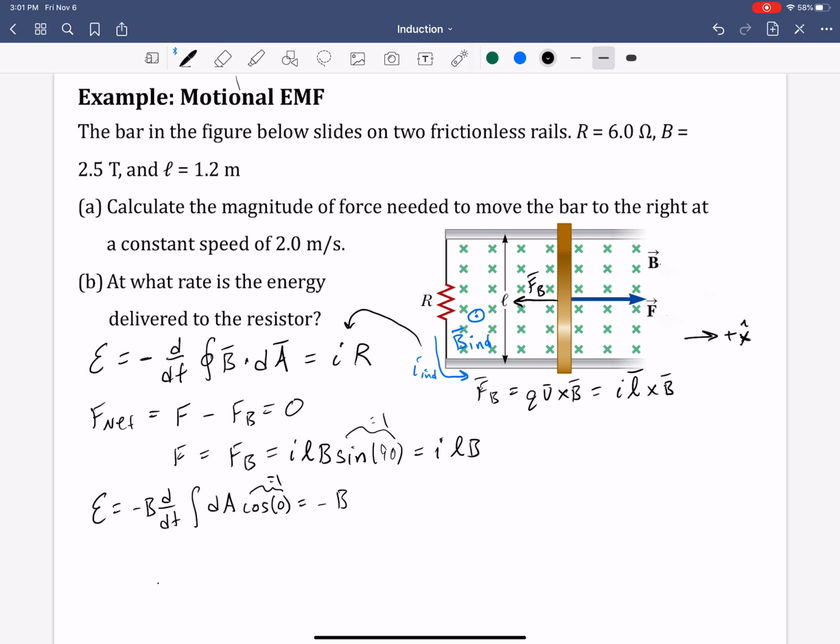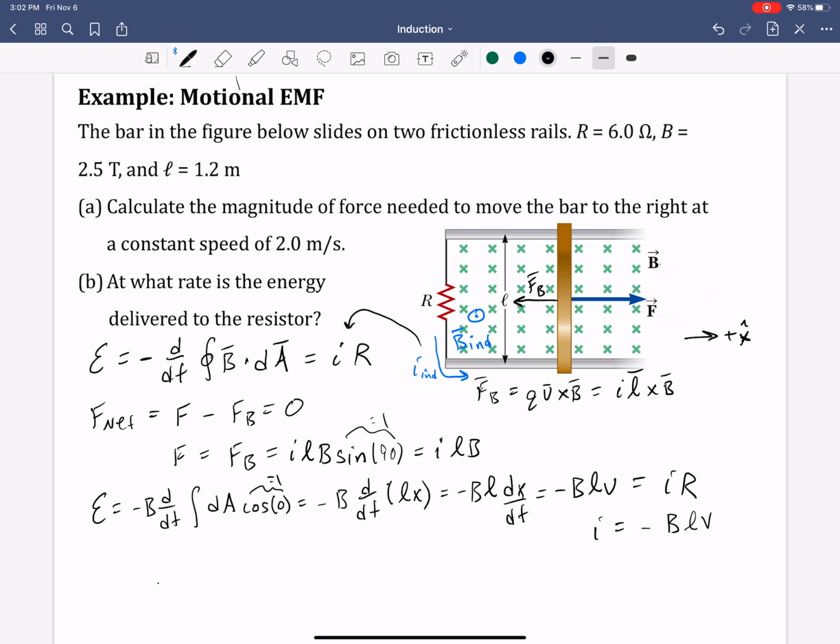So let's see here. d dt of Lx. The only one of those that's changing is x, and so we have negative BL dx dt, which is the same thing as v. The velocity at which that bar is being pulled, right? Which is the 2 meters per second. And so this equals I times R, and now we can find an expression for current.